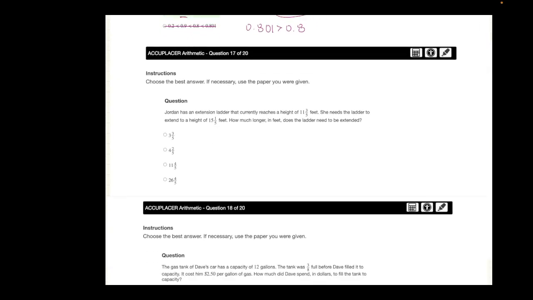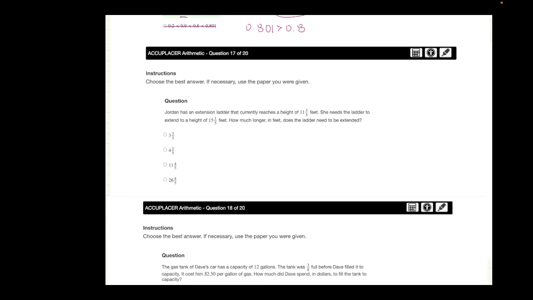Very easy. It's very simple. Okay. Jordan has an extension ladder that currently reaches a height of 11 3/5 feet. She needs the ladder to extend to a height of 15 1/5 feet. How much longer in feet does the ladder need to be extended?